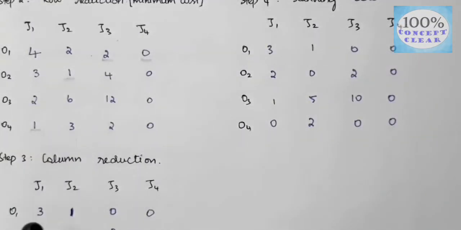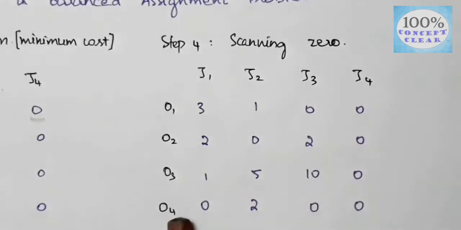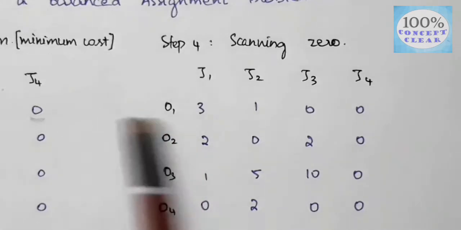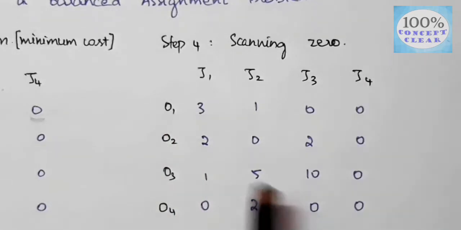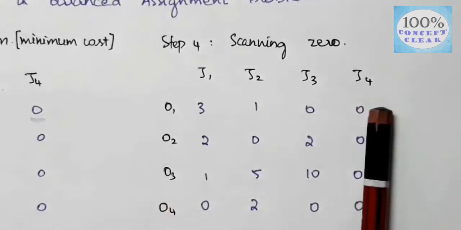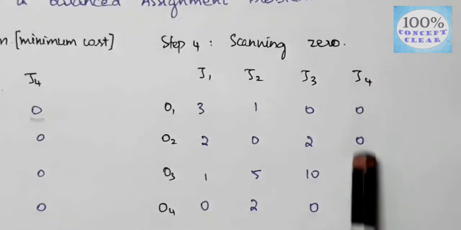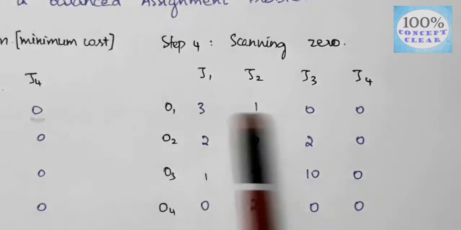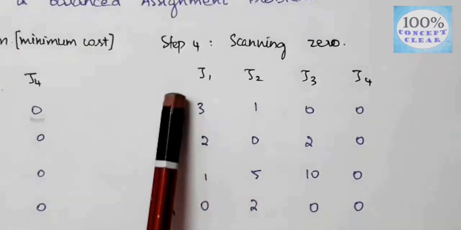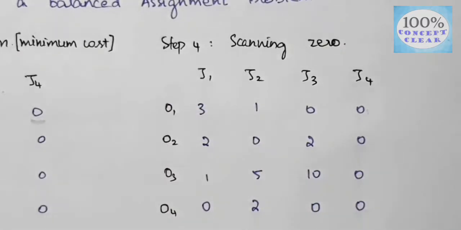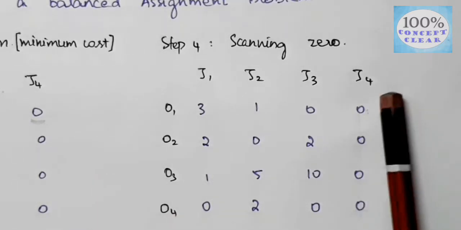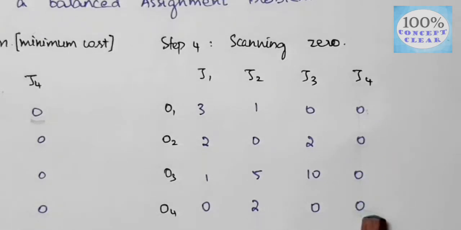So for scanning 0, let's rewrite all the elements that you got in column scanning. For scanning zeros, the condition is we can draw only horizontal and vertical lines. That is, horizontal means like this and vertical means like this. So we can draw only horizontal and vertical lines, not cross lines like this. The second condition is we have to draw the minimum number of lines, which means the lines used to cover all the zeros should be in a minimum number.